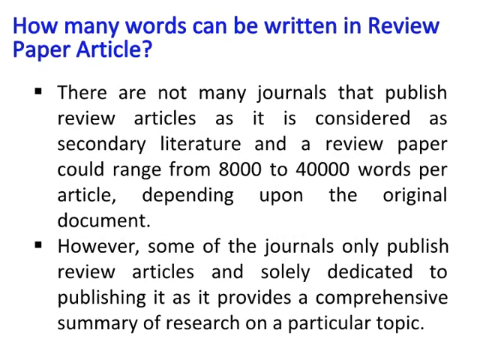How many words can be written in a review paper article? There are not many journals that publish review articles as it is considered as secondary literature, and a review paper could range from 8,000 to 40,000 words per article, depending upon the original document. However, some of the journals only publish review articles and are solely dedicated to publishing them, as they provide a comprehensive summary of research on a particular topic.